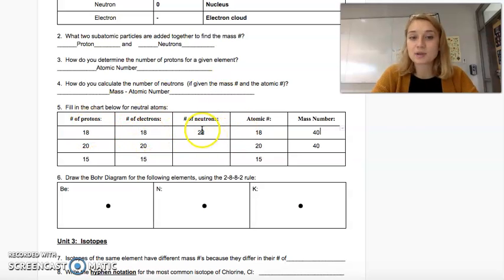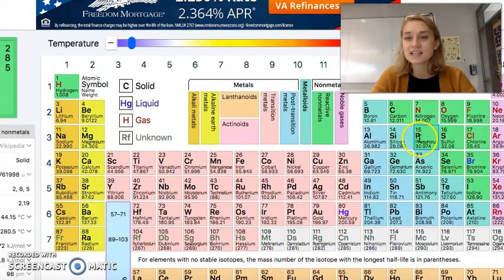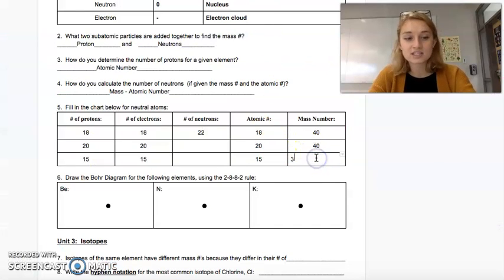I could do 18 plus 22. That also is going to give me 40 to kind of check my answer. That leaves me with the mass of this last one. So I'm looking for atomic number 15, which is right here. Phosphorus, that's 30.9, which I will round up to 31. So this is a mass of 31.